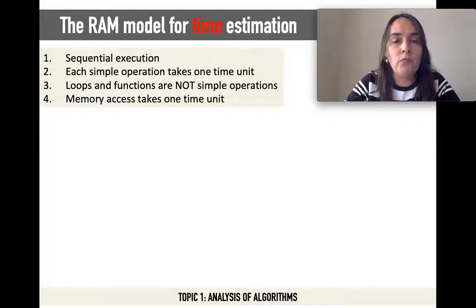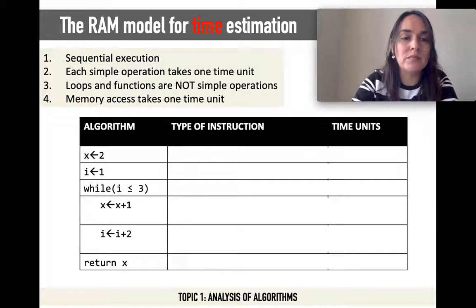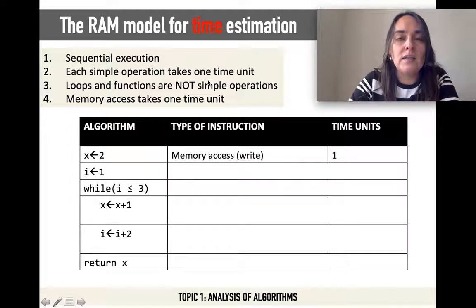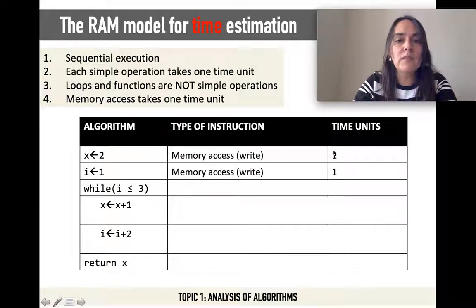So with these 4 rules, we are going to analyze a very simple algorithm just to see whether you are following me. This is the algorithm we are using, and let's look at the first instruction. This is a memory access. We are writing the number 2 in memory. And if we go to rule number 4, we know that memory accesses take 1 time unit. So here we have 1 time unit. The second instruction is exactly the same.